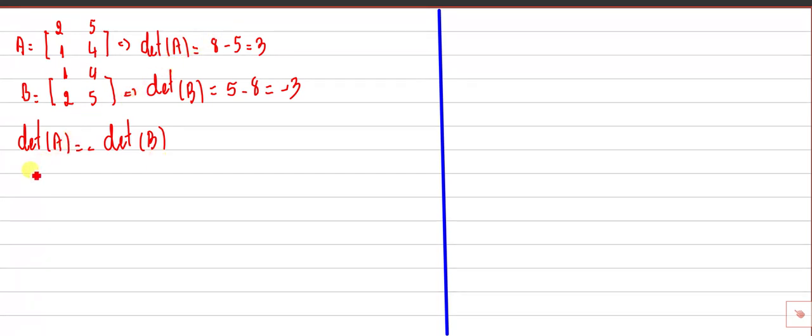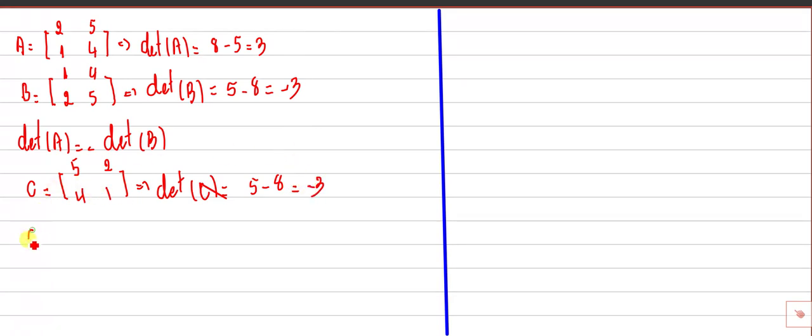So if I write one more, this one, I say matrix C, I just change column 1 to column 2 and 2 to 1. I write 5, 4, and 2, 1. So the determinant of matrix C is equal to 5 minus 8, equal to minus 3. So in this case, we get determinant A is equal to negative determinant of C.